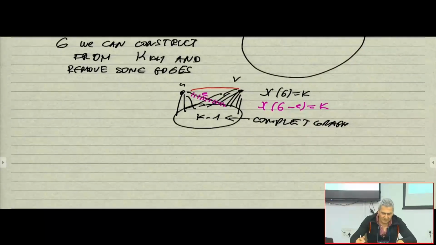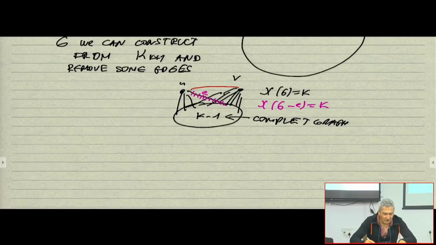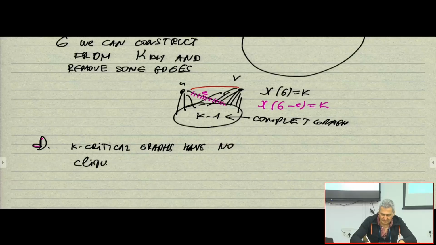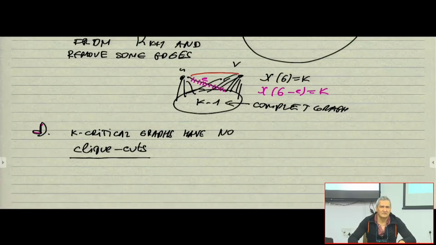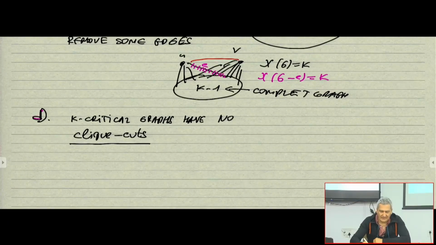And now we go to claim D: k-critical graphs have no clique cuts. Do we know what clique cuts are? A clique cut is like this.